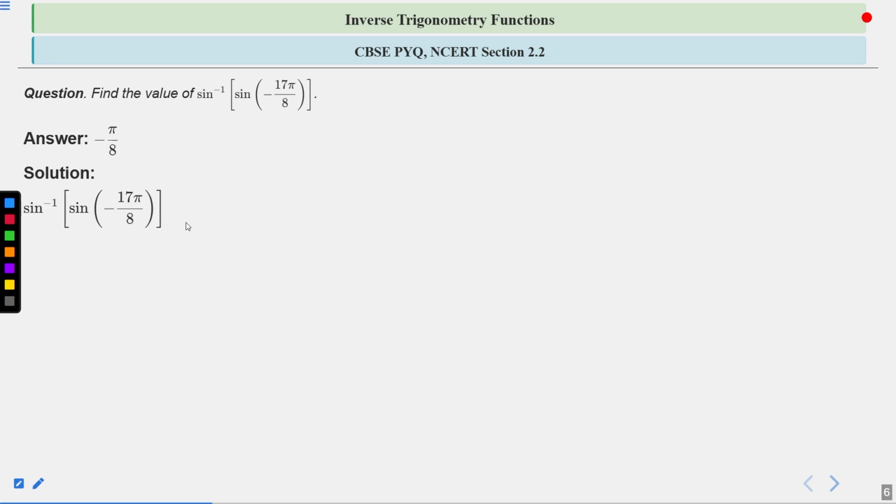We have the expression sine inverse sine of minus 17 pi by 8. So what can we do? We know that sine inverse of minus x is basically minus of sine inverse x. Therefore sine inverse sine of minus 17 pi by 8 we can write as minus of sine inverse sine of 17 pi by 8, and 17 pi by 8 can be written as 2 pi plus pi by 8, isn't it?